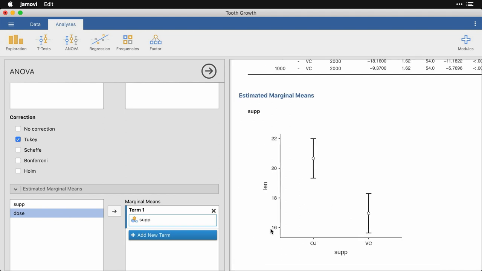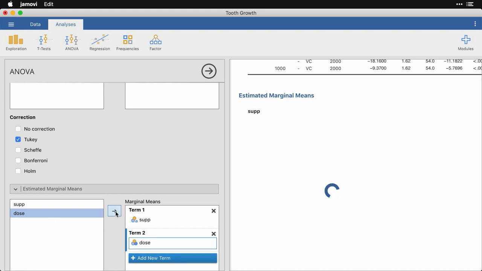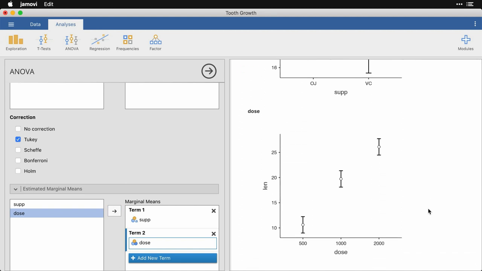And so there's the graph. And we see that orange juice is associated with more tooth growth than vitamin C. We can do a similar one for dose. We'll add a new term and put dose down there. And we'll get another one that shows the effect of the dosage. And again, ignoring the difference between the two supplements. So here we come down and we see that, well, what do you know? More dosage means more tooth growth.